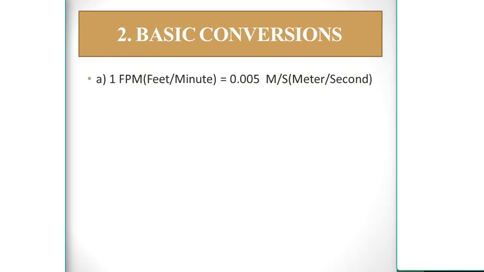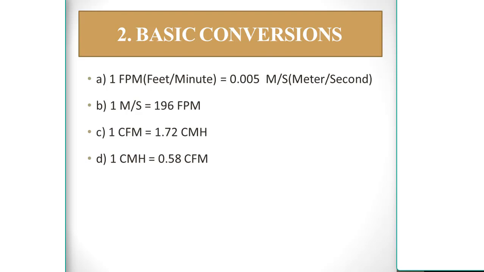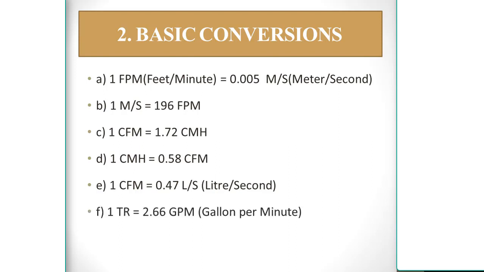Again the basic conversions. 1 FPM, that is feet per minute, is equal to 0.005 meter per second. 1 meter per second is equal to 196 feet per minute. 1 CFM is equal to 1.72 CMH, that is cubic meter per hour. 1 cubic meter per hour is equal to 0.58 cubic feet per minute. 1 CFM is equal to 0.47 liter per second. 1 TR is equal to 2.66 GPM, gallon per minute, and this is applicable only in water cooled chiller. 1 liter per second is equal to 0.001 cubic meter per second.